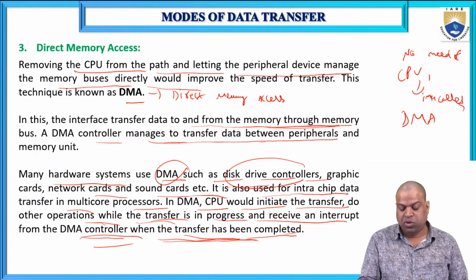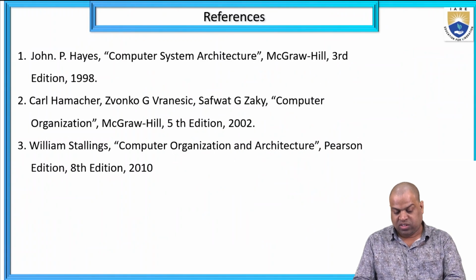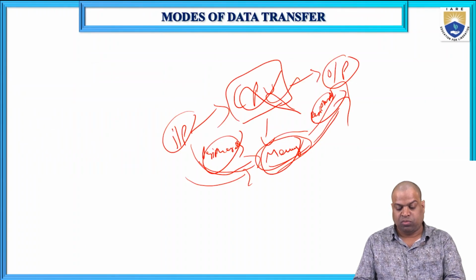In DMA, the CPU would initiate the transfer, do other operations while the transfer is in progress, and receive an interrupt from the DMA controller when the transfer has been completed. Okay, these are the references of modes of data transfer.